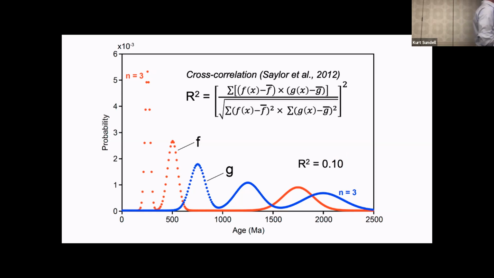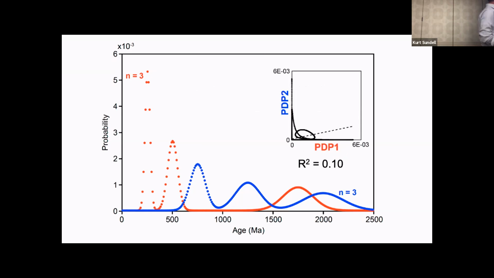Then my PhD advisor, Joel Saylor, came along and he said, well, why don't we just cross plot them? Why don't we take all of the reds, you know, they all plot along the same line. Let's just cross plot the reds versus the blues. And you get these weird plots.